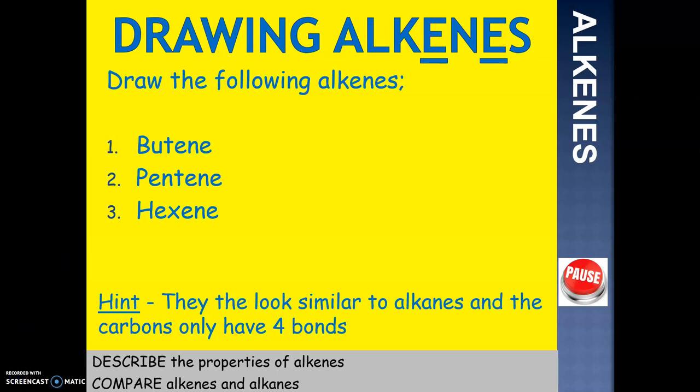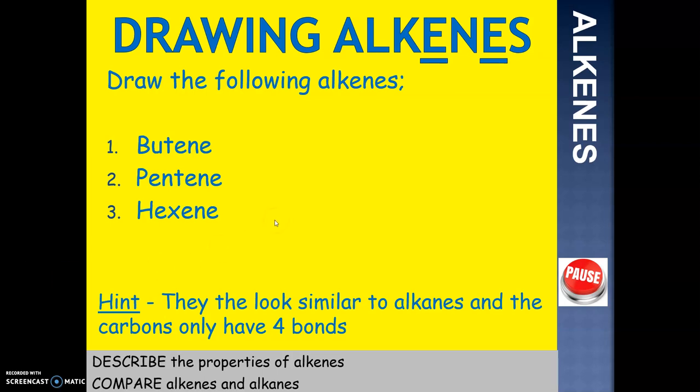Okay, guys, I hope you have had a go at that, drawing those displayed formulas of butene, pentene, and hexene. If you're struggling, butene contains 4 carbons, pentene 5, and hexene 6. Now the hint, hopefully look to the hint. They do look similar to alkanes, but the key part for drawing these, guys, is that carbons can only have a maximum of 4 bonds or 4 lines attached to each. So, going to look at butene first.